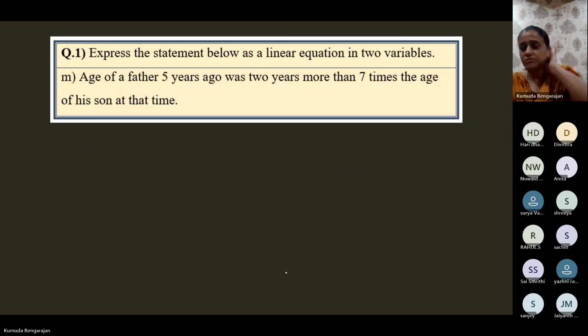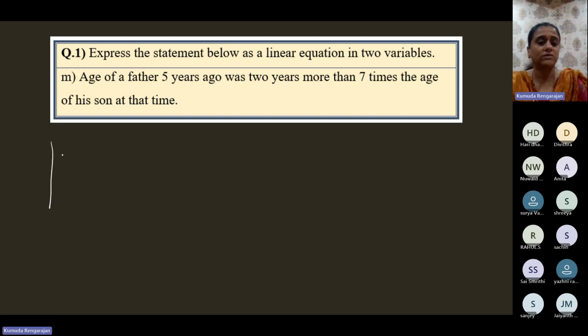Next one. Age of a father 5 years ago. Ago is past. So now we are in 2024, 5 years ago, 2019. So 5 years back, the age of father 5 years ago was 2 years more than 7 times the age of his son at that time.